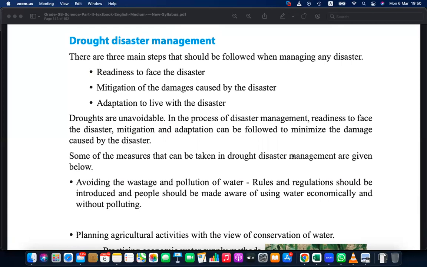For readiness against drought, we can collect rainwater through a rainwater harvesting system and tanks. We can manage our constructions without damaging the water resource. Deforestation can be reduced.